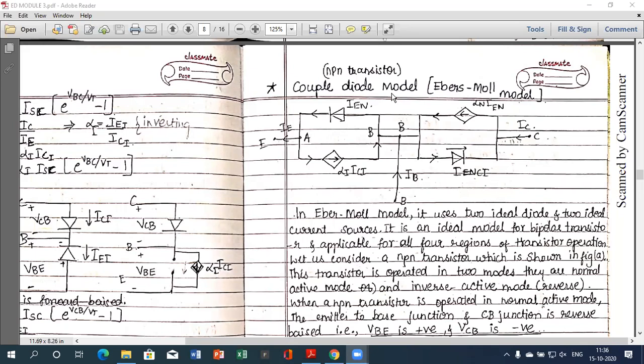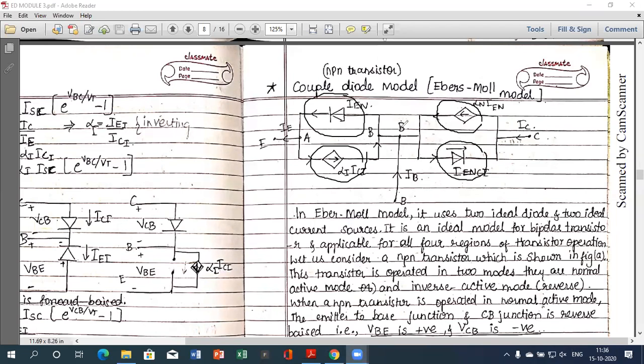Using that concept, it is shown in this diagram. It contains two diodes. This is the first diode, and this is the second diode. These are the two ideal diodes, and these are the two current sources. According to Ebers-Moll, using two diodes and two current sources, it is possible to design a transistor and to operate it in all four regions. They are the normal active region, cutoff region, saturation region, and the inverse active region.